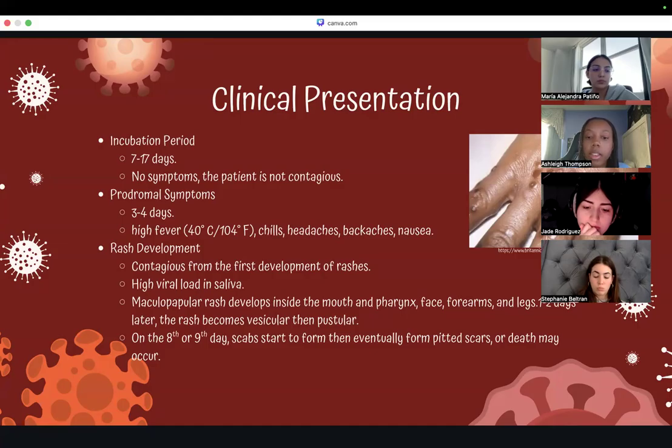So, looking at the image, this is an example of what smallpox rashes can look like. They can appear as macules, which are flat lesions, or papules, which are raised lesions. And in this specific image, you can see that there's a slight mix of both. And then once these dry out and turn into scabs, they'll eventually fall off and then leave deep scars.